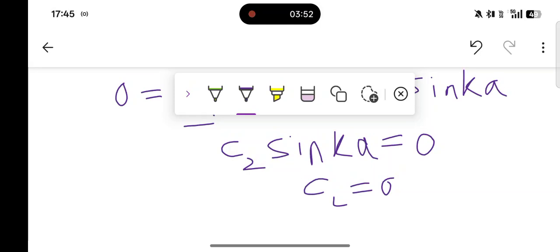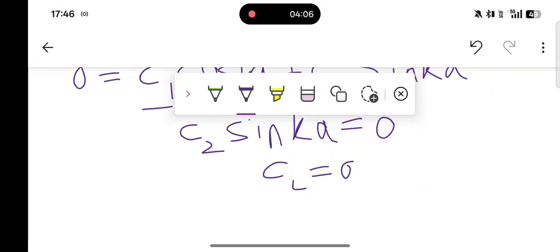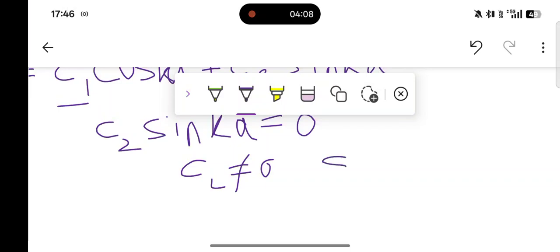0 is the solution for every homogeneous differential equation of this kind, because you know what I mean. However, hopefully you can understand what I want to say. So c2 not equal to 0, so definitely sin ka is equal to 0.